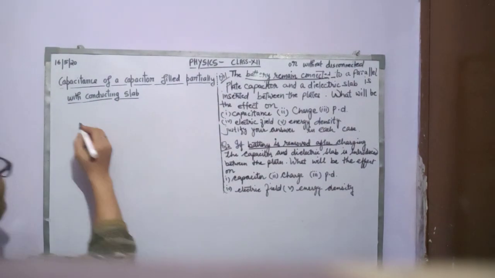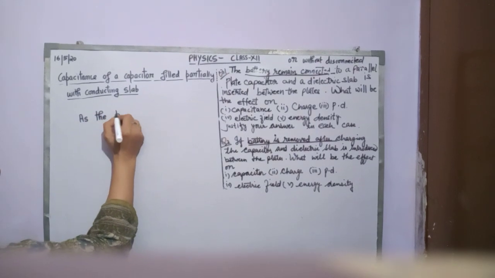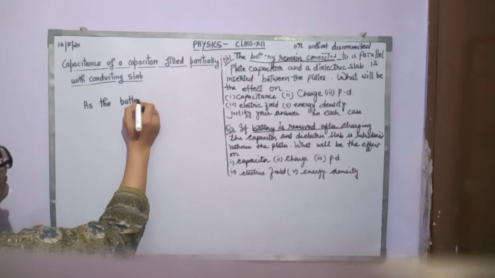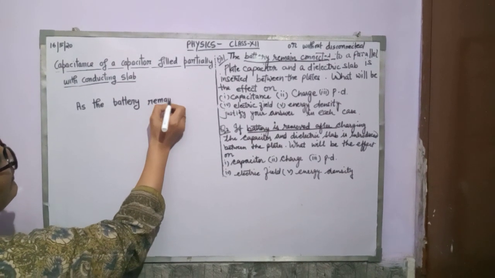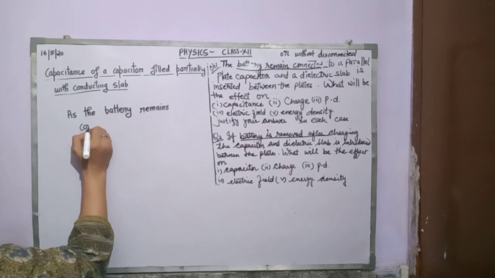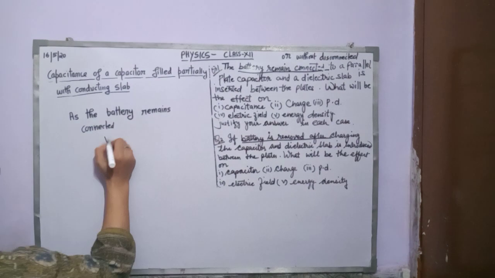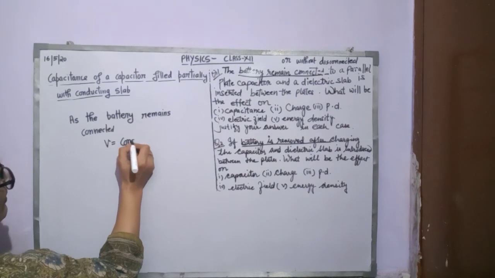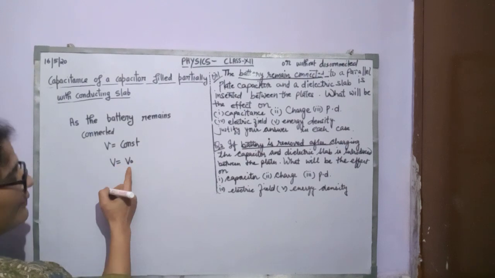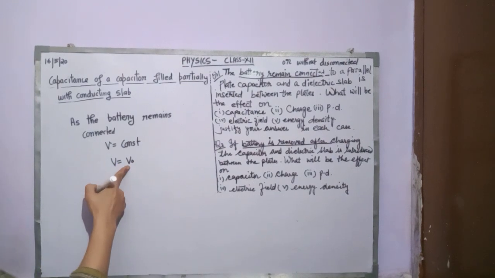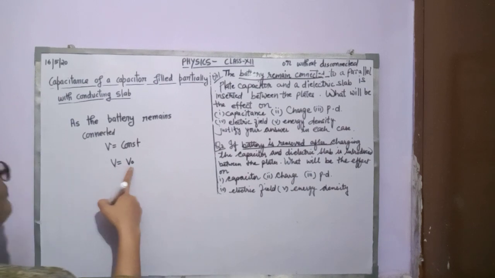Now we will write here: the battery remains connected, that means V is equal to constant. You can say here V is equal to V naught when there is vacuum or air between the plates, and V when there is dielectric slab between the plates.